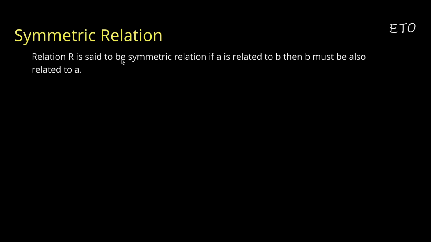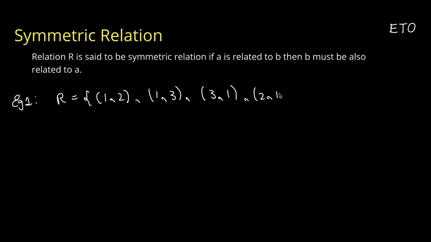Symmetric relation. A relation R is said to be symmetric relation if A is related to B, then B must also be related to A. Let us take an example. A relation R contains ordered pairs (1,2), (1,3), (3,1) and (2,1). This relation is symmetric relation because it contains (1,2) and also contains (2,1).